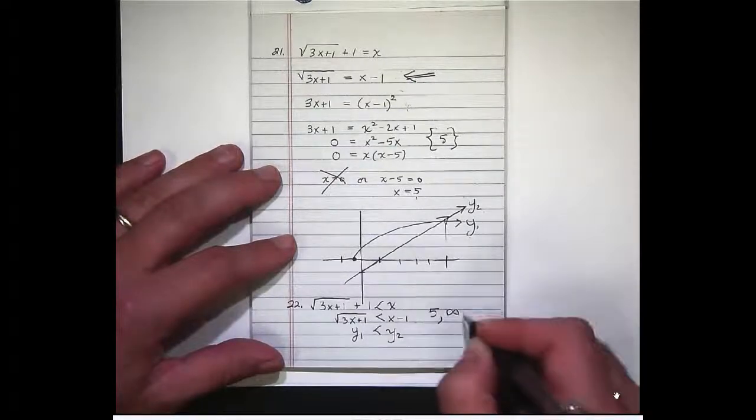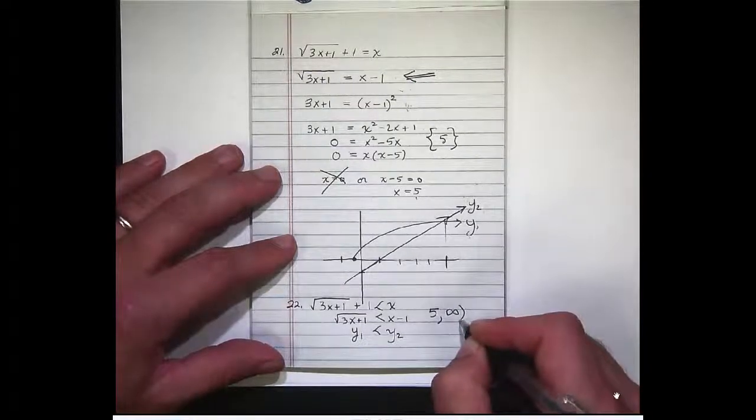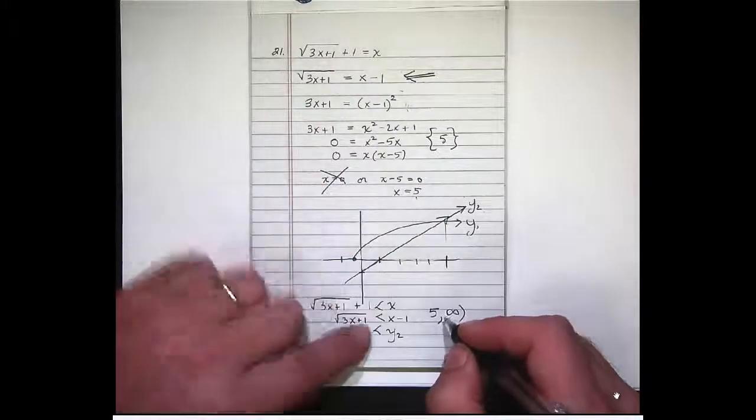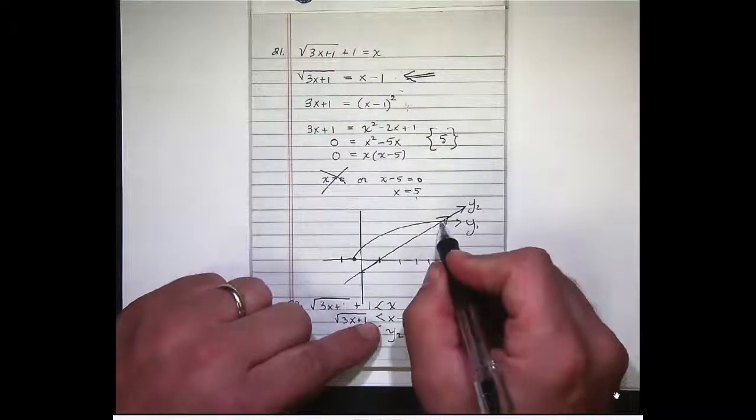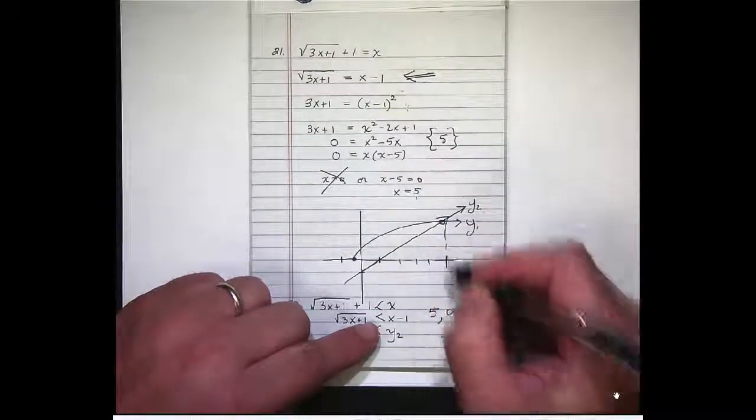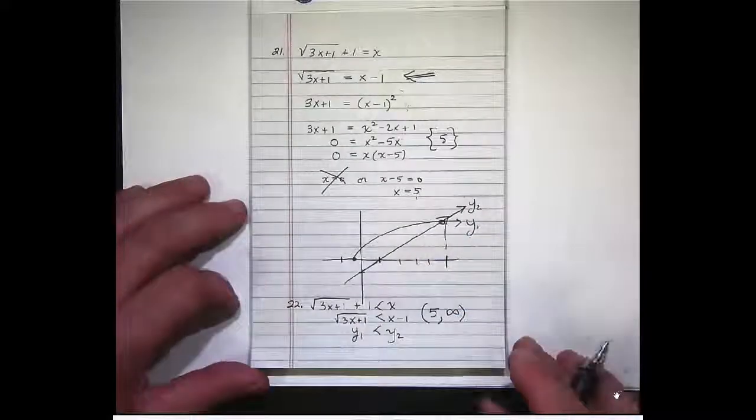to infinity. Infinity is never included. Can I include 5? No, because 5 is where they are equal. So I can't include 5 either. Parentheses on both.